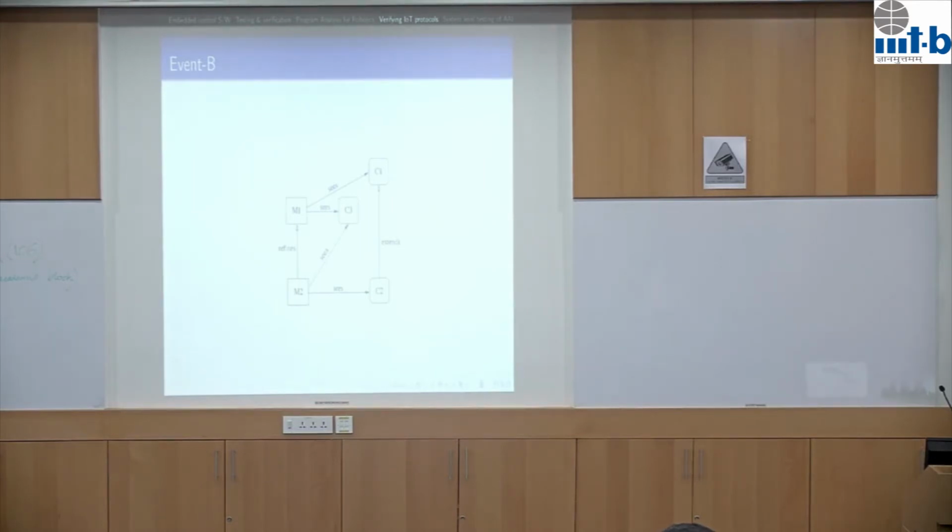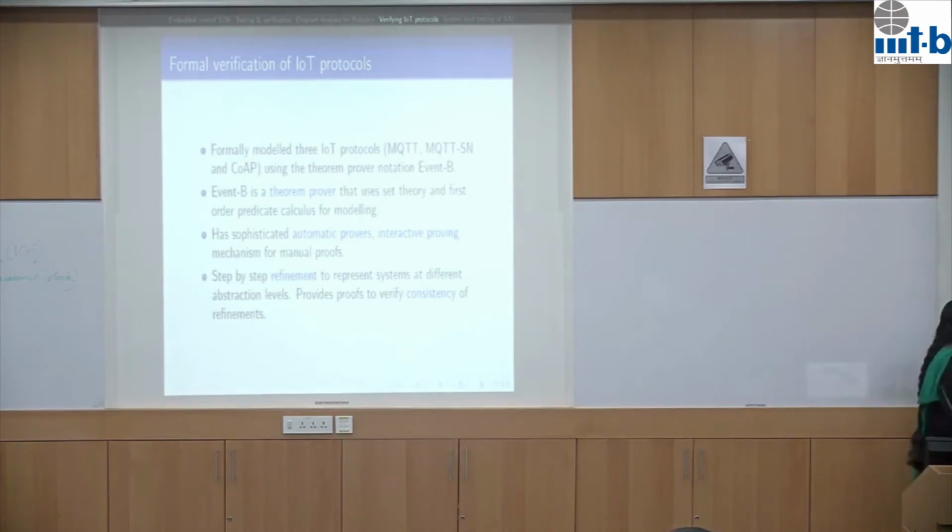This is a very important property, because what you can do is initially specify very abstract things and slowly refine it to give details, and do abstract proofs there. And as you refine, you can reuse the proofs that you did in the abstract setting. So that's the last step. It says Event B supports something called step-by-step refinement to represent systems at different abstraction levels.